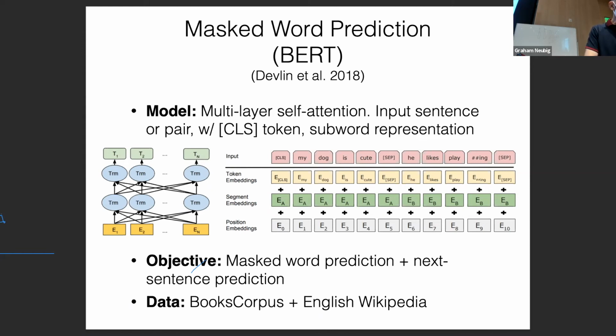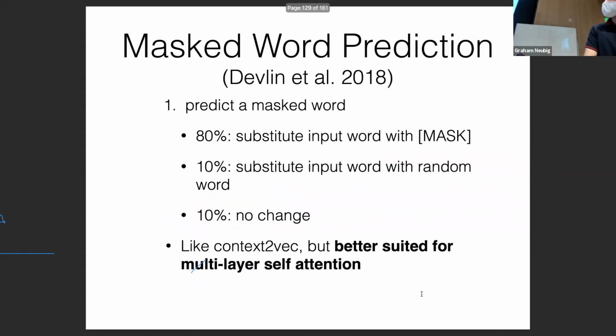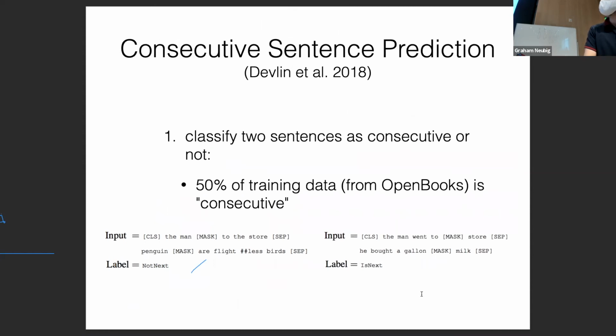So was the CLS token initially just intended to be a beginning of sequence marker? Actually, no, and I will get to that next. One other objective in the BERT objective is a consecutive sentence prediction objective. What it does is it classifies two sentences as being consecutive or not.